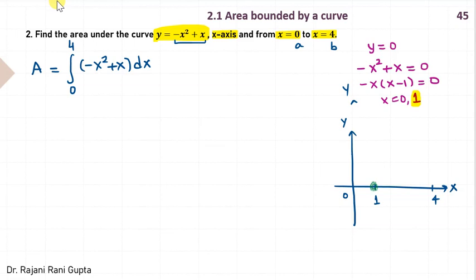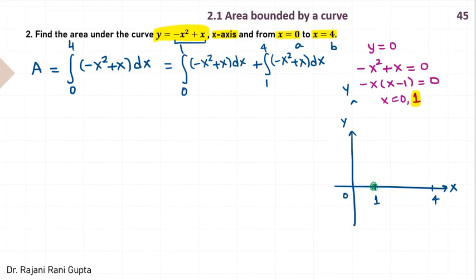So it means at this point the function is becoming 0. So what you are going to do in this case is divide this integral into two parts. So your integral will become integral 0 to 1 minus x squared plus x dx plus integral 1 to 4 minus x squared plus x dx. Okay, so it's divided into two areas.